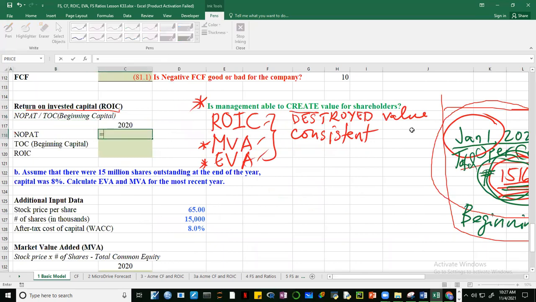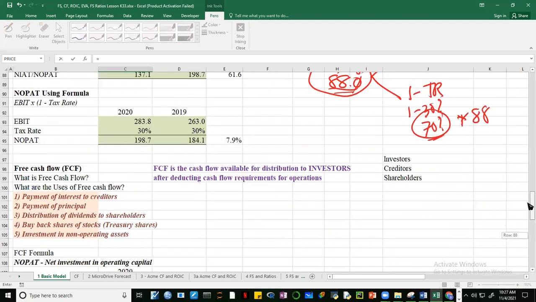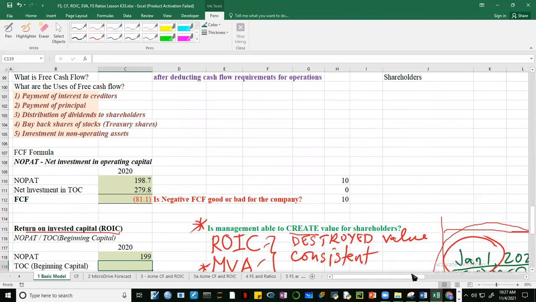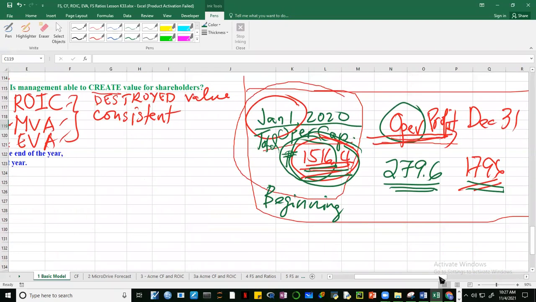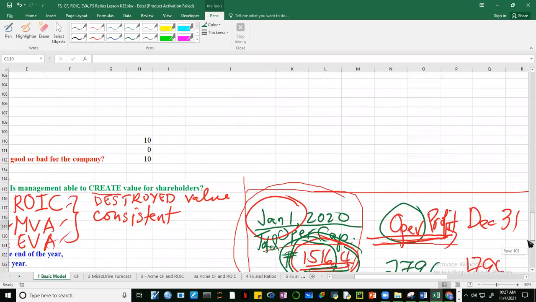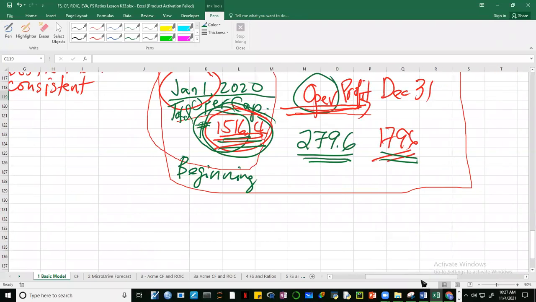Okay, so let me get the NOPAT here. Our NOPAT is here, 198.7. Tama ba, 198.7? Ay, mali guys, sorry, mali. Hindi, ang NOPAT natin hindi 279.6. Mali na naman tayo dito. Hindi ko kasi tiningnan eh. Hindi to 279.6 guys. Hindi ito yung profit natin.